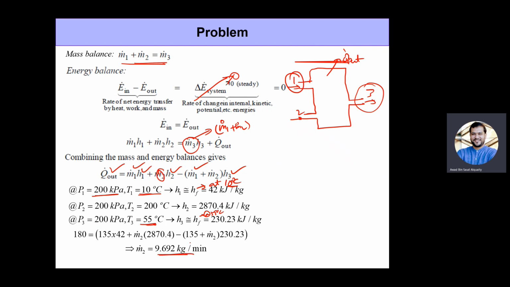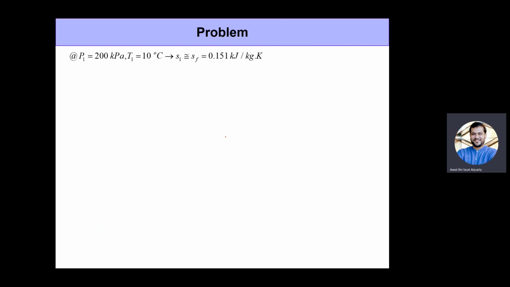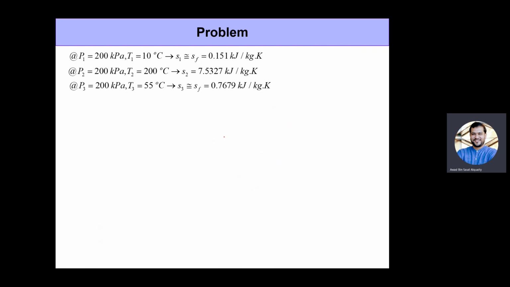So once you have m dot 2, we already have m dot 1 as well, right? Sorry, we already have m dot 3 as well, because m dot 3 is simply equal to m dot 1 plus m dot 2. So now we have enough information and we can go ahead and determine the entropies, in a similar way to how we find the enthalpies. State 1 and state 3 are compressed liquids, so you have to approximate them as the entropy of the saturated liquid state at the respective temperatures, 10 and 55 degrees Celsius. For state 2, it's straightforward. Go and pick it up from the table.